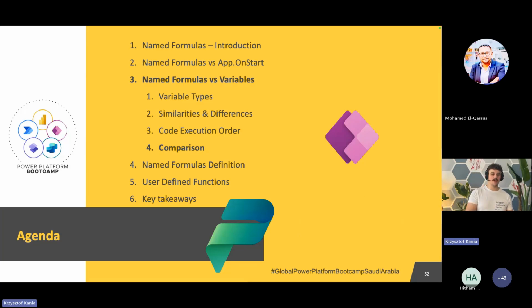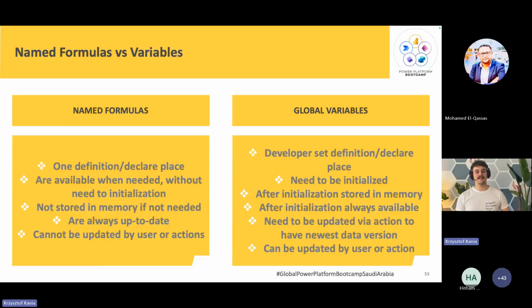So let's skip everything and go to the final comparison of named formulas and variables. Let's start with global variables. So you as a citizen developer, as a pro developer, as a consultant, you need to set a definition of our global variable. You have to declare it. Find a place where you will call it alive. So you need to find an action, a user action that opens a screen, goes out of a screen, clicks a button, right? So then the global variable comes to life.